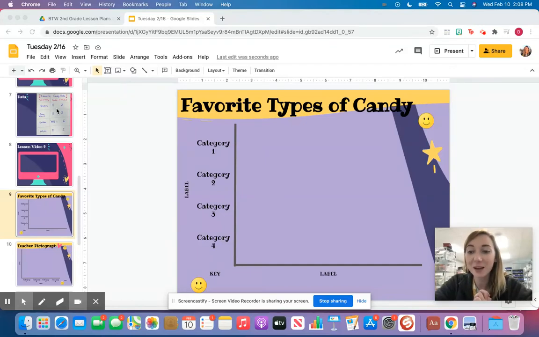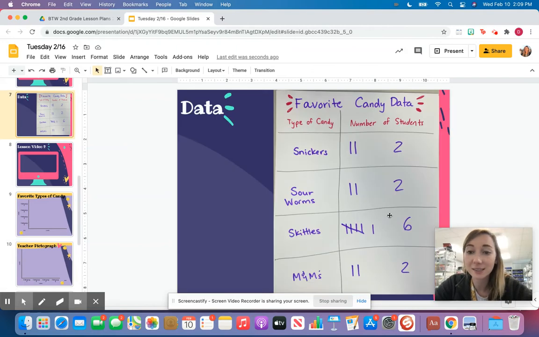Right, second grade. So my whole computer just shut down. I don't think it liked watching all those videos while also recording my screen. But I do have my data here on slide 7.